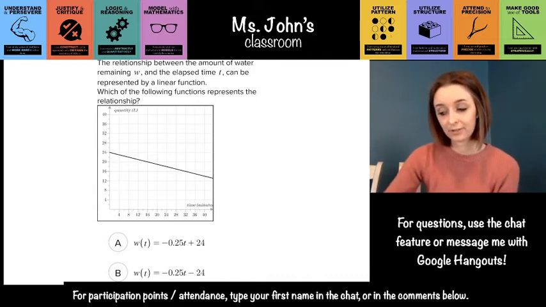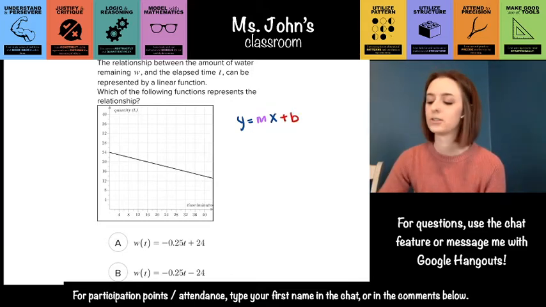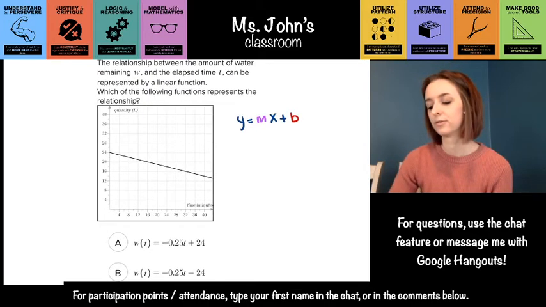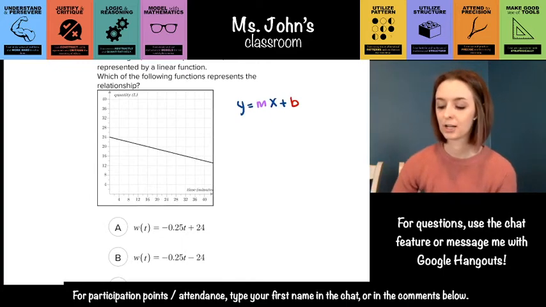So this is a linear function like we talked about last lesson, with a slope where the m should be, and then a y-intercept where the b is. So what we're looking for is those two pieces to fill in our function here. So first I'm just going to do slope.